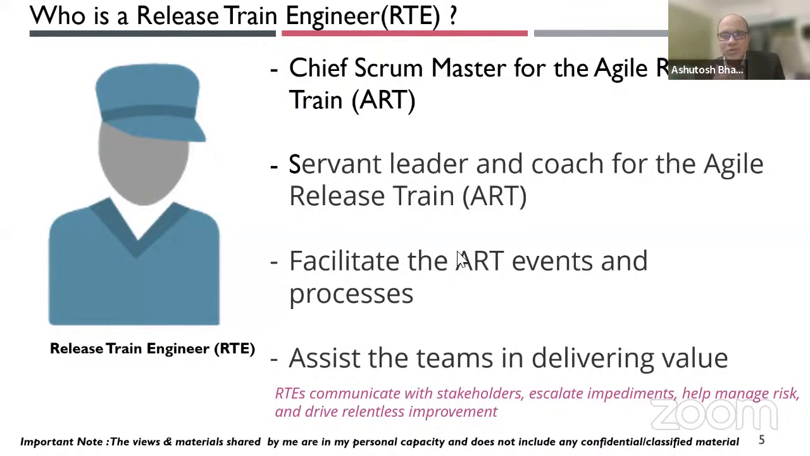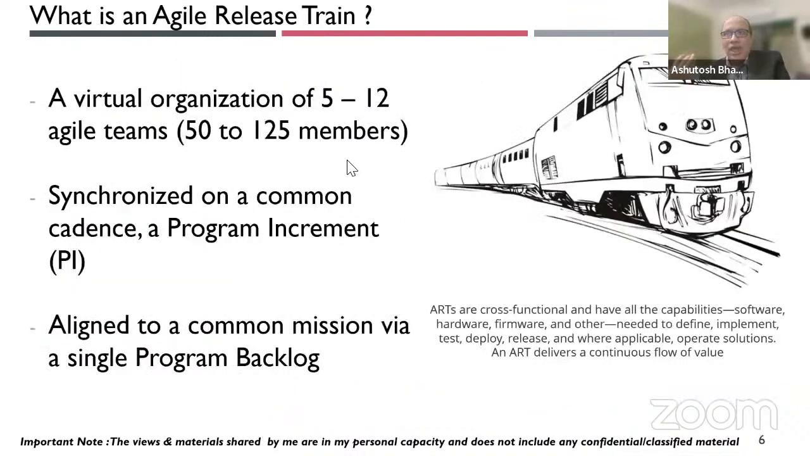All right. So someone who's a servant leader, someone who's the coach for the agile release train. Now, let us first understand what an agile release train is, because I'm sure many of you would not know. An agile release train is a virtual organization, and it comprises between 5 to 12 agile teams. So roughly the members you have in an agile release train, on the lower scale, can be 50, and on the higher scale, it can go up to approximately 120. So it's a virtual organization.